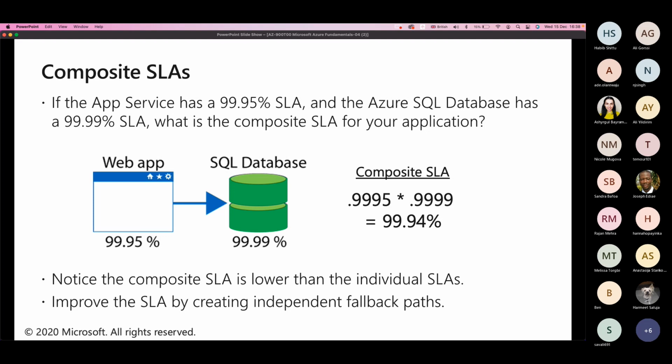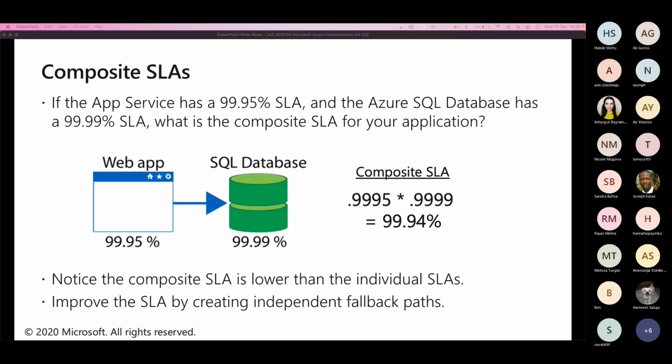So if we had 99.95 for the web application and 99.99% uptime for the database, then our actual composite service level agreement will be 99.94. So that's actually lower than both of them individually. Can anyone suggest why it might be lower?